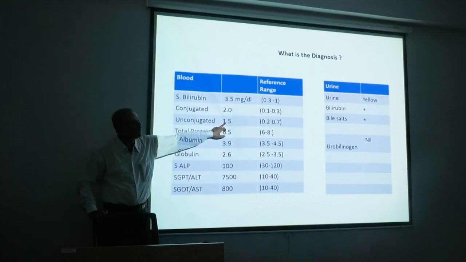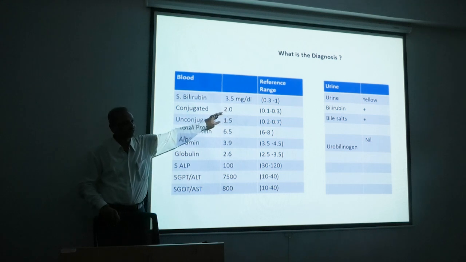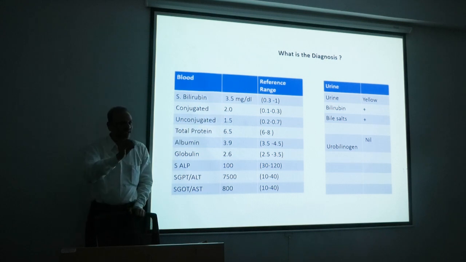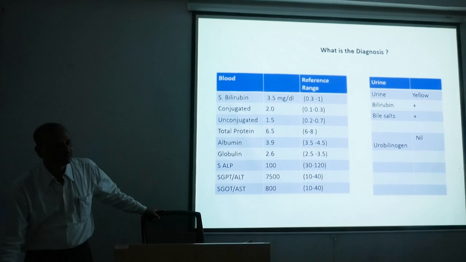Unconjugated should be less, right, sir? Unconjugated part, see, it is a mixture. The liver is damaged, so the part that has been conjugated has appeared. So conjugated will always be more in hepatocellular. Unconjugated will be higher in hemolytic. Okay? Right, can you go?